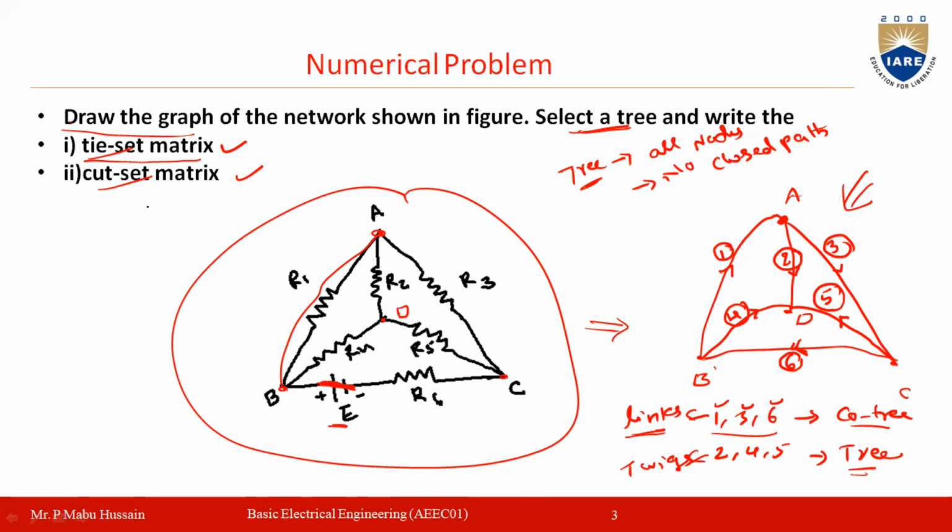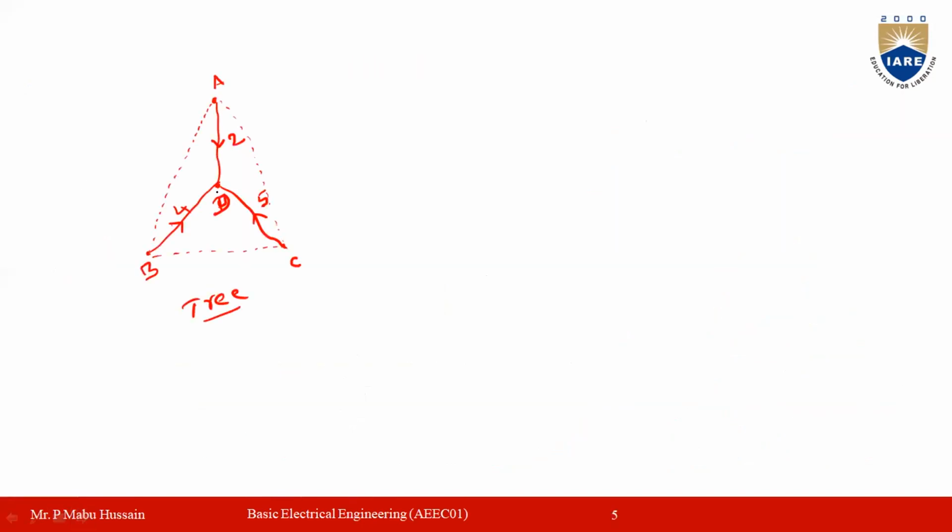So the tie set matrix B has an order such that the rows represent the loop currents I1, I2, I3 like that, and the columns represent the branches. Okay, we already know this. Now how can you form the loop? In a tree, if you add one link, you get a closed loop. If you add the link AB, you get one closed loop, and in this closed loop you can assume a current I1.